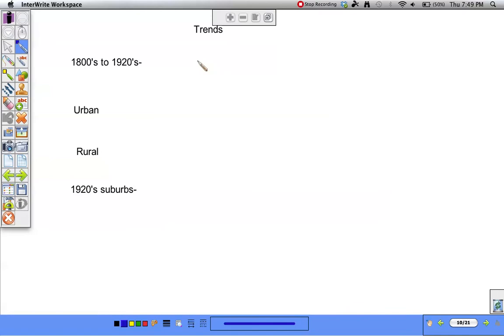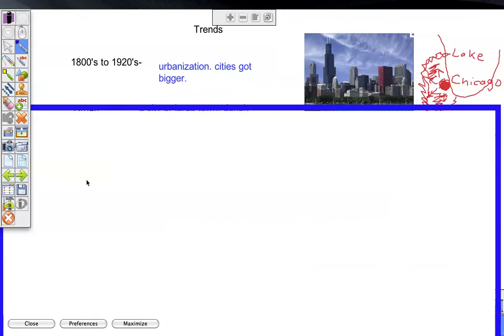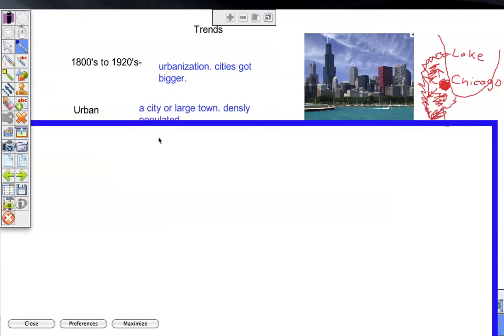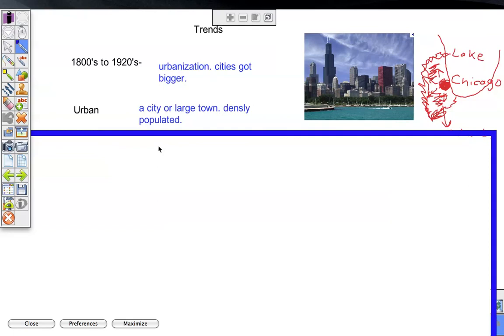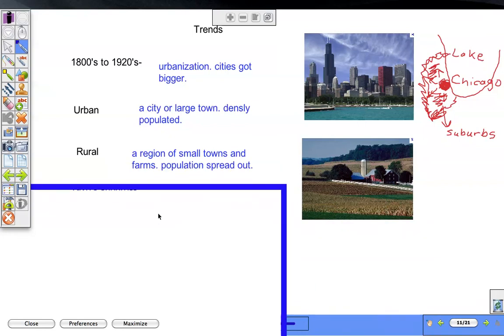Other trends that the American population has seen, beyond just the fact that we're growing, is where the population is growing. In the 1800s to the 1920s, basically what happened was urbanization. Cities got bigger, and by urban we mean big cities, Chicago, New York, Los Angeles. They just get bigger and bigger, and they build vertically, and that was the trend in American history till the 1920s. Urban places grew. Cities are large towns. Not so much the rural areas where we live, right? The farms and the small towns, that was not so popular. These areas grew, not these.